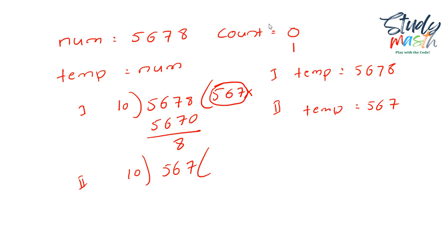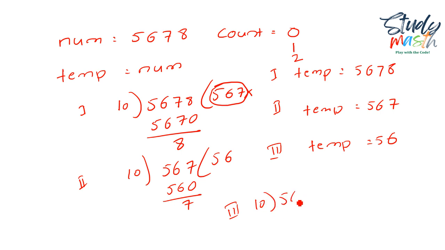Dividing 567 by 10 gives 56. So what happens then? Count increases by 1, making it 2. And in the third iteration, what is my temp value? 56. And then what's going to happen? 56 divided by 10 gives 5. So what is my fourth iteration temp value?